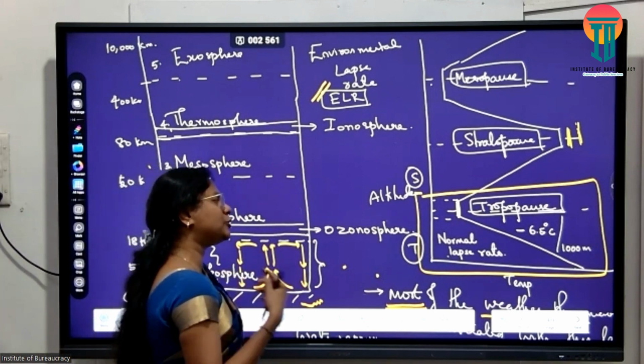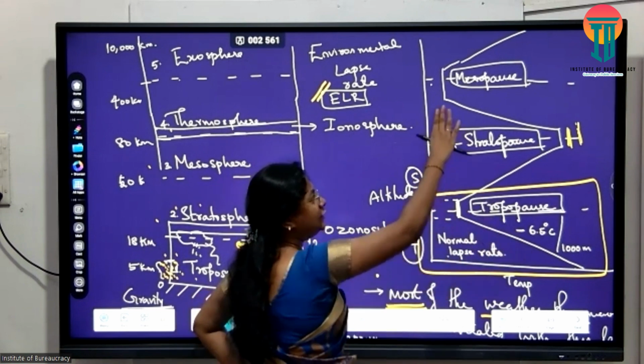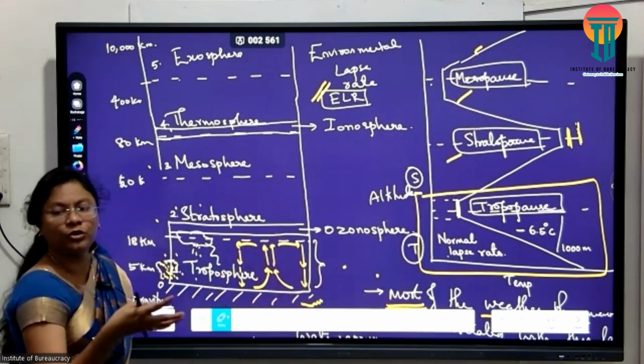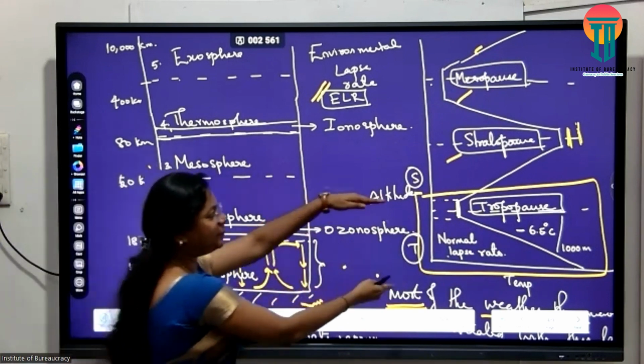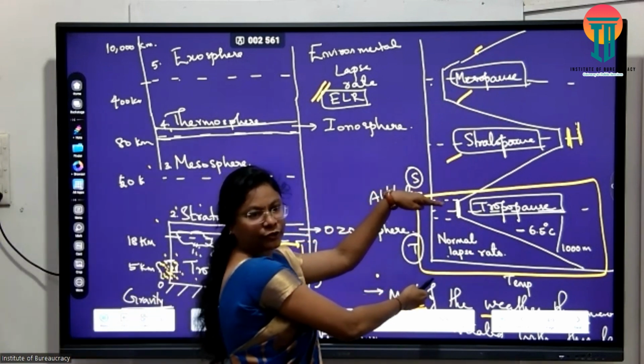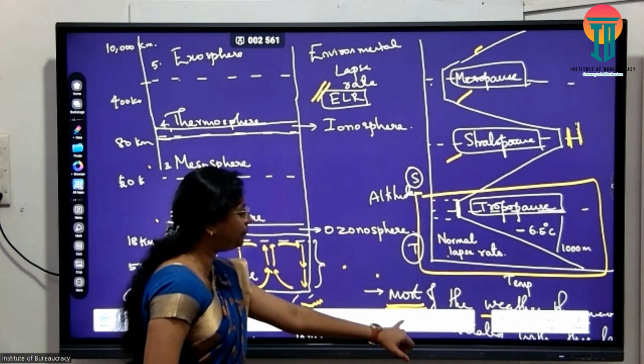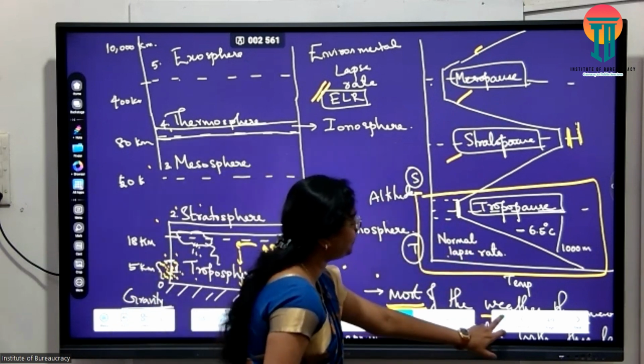As height increases, temperature decreases. We will see this in the diagram later. In the upcoming classes you will see that my atmosphere is always limited within the tropopause. So normal lapse rate is the vertical distribution of temperature in general.